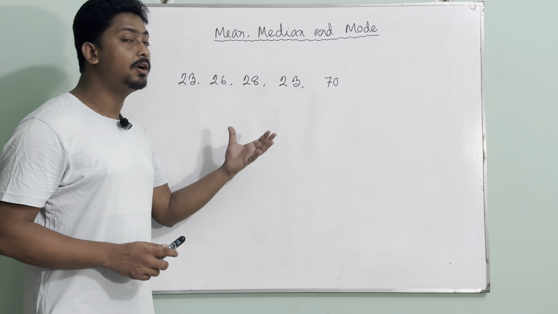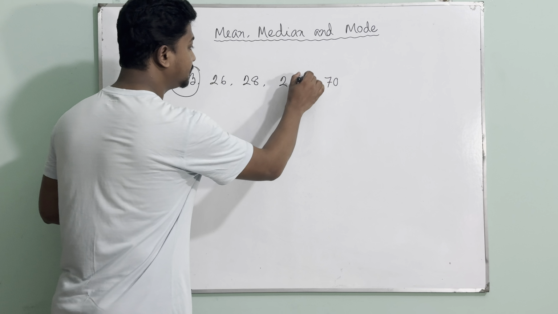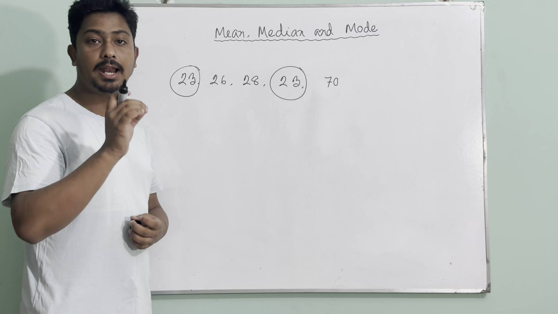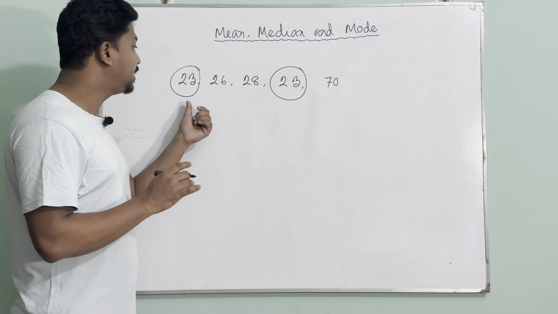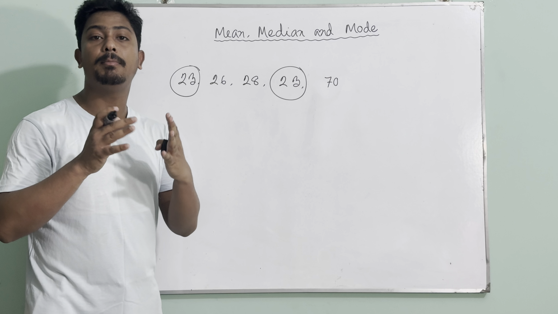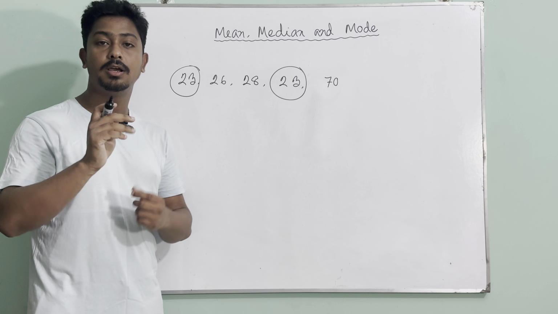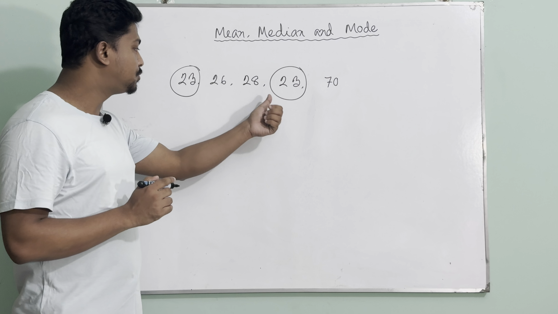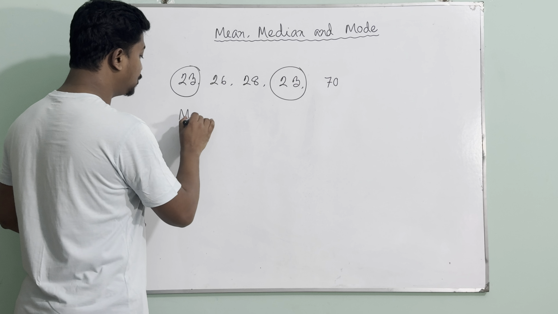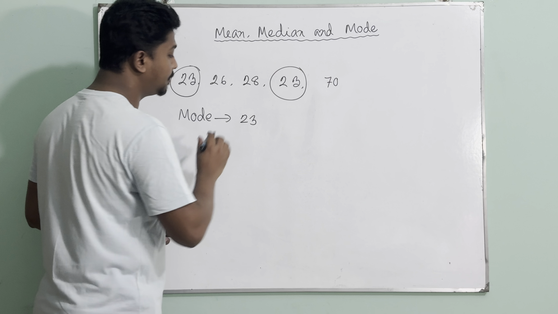Now look at the data one more time. You see that 23 is repeated twice. So this is the highest number that a number has been repeated, right? 23 is repeated twice. In a different data set, you can have multiple numbers, but we'll always look for which number has been repeated most of the time. Here we have 23, which is repeated twice. Now this is the mode. So mode for this data set is 23 because it has been repeated the most number of times.